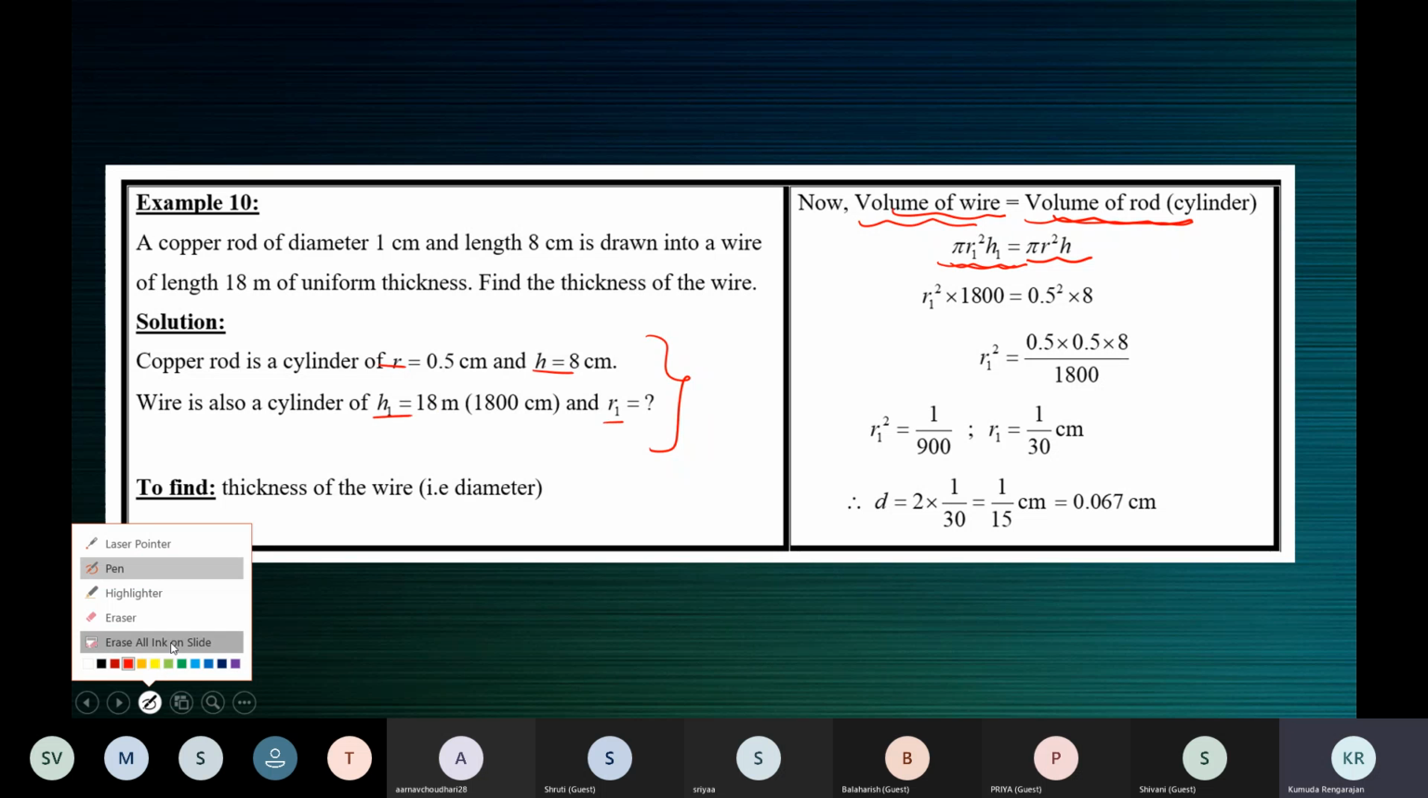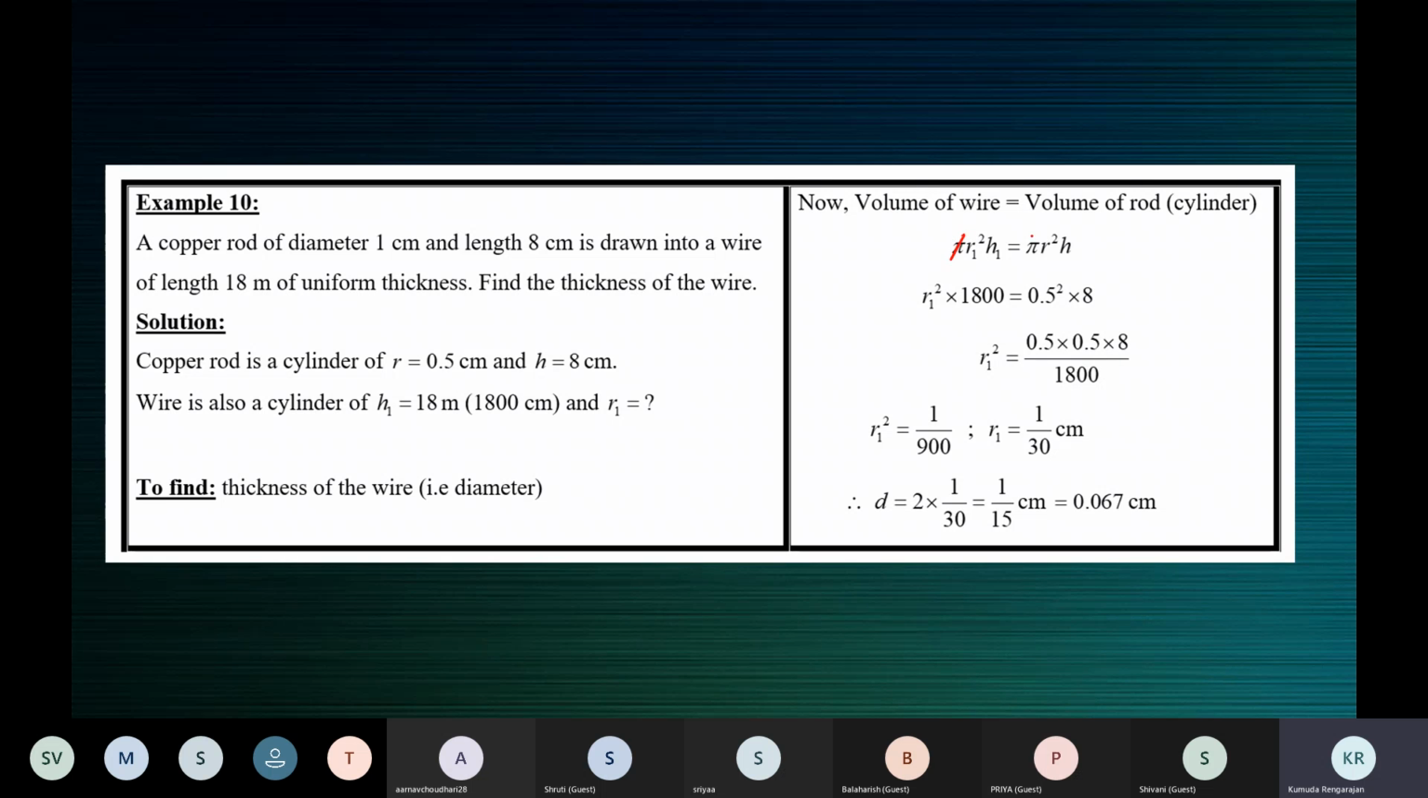How do we simplify this? Pi on either side gets cancelled. R1 we don't know, so r1 square. H1, see here, 1800. All the values must be in the same unit, children. Centimeter, centimeter, centimeter. So 1800 into r1 square is equal to r square, 0.5 the whole square, into h8.